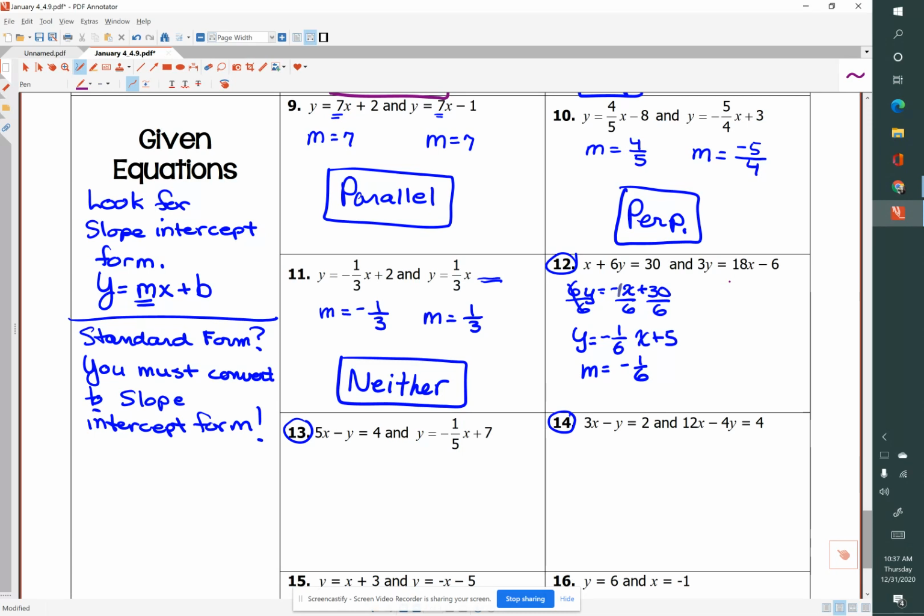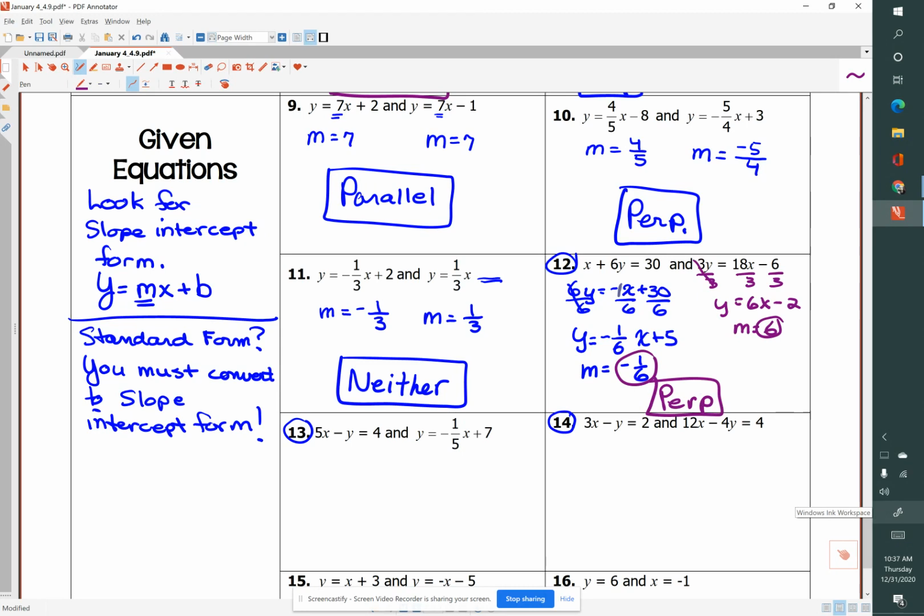We simply need to divide everything by 3 here. And y equals 6x minus 2. In this case, our slope is 6. And negative 1/6 and 6 are negative reciprocals of each other, so these lines are perpendicular.